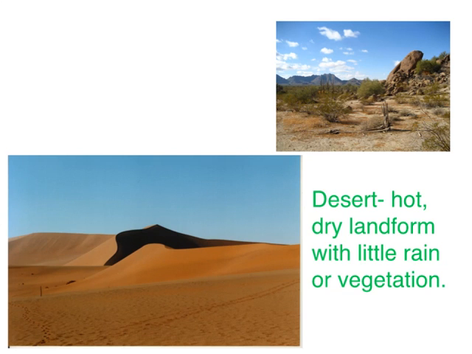The next landform we're going to talk about is called a desert. And a desert is a hot, dry landform with very little rain or vegetation. And vegetation just means the things that grow there. So very few plants, and the plants that do grow there have to be a certain type that can live without a lot of water.